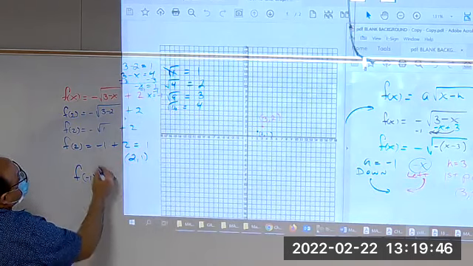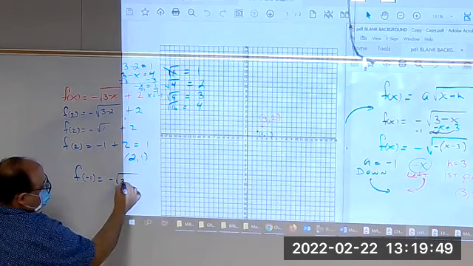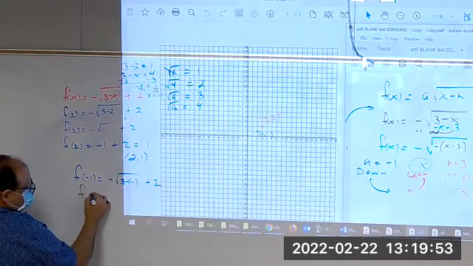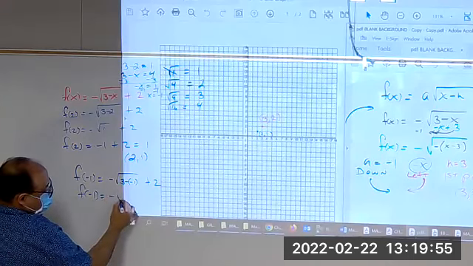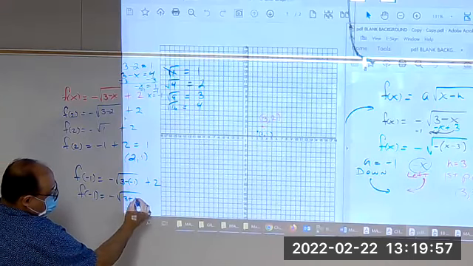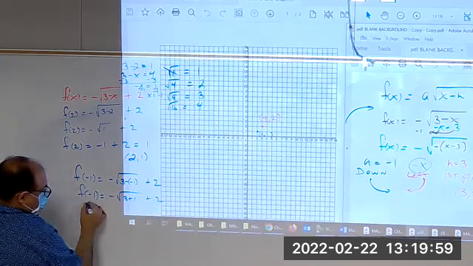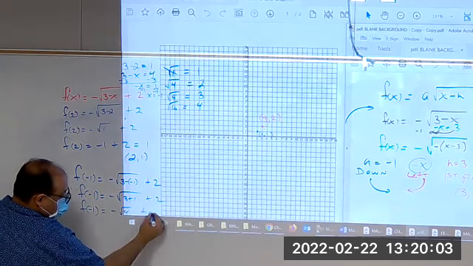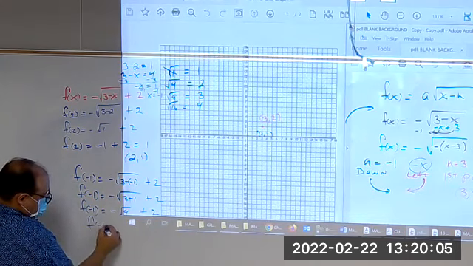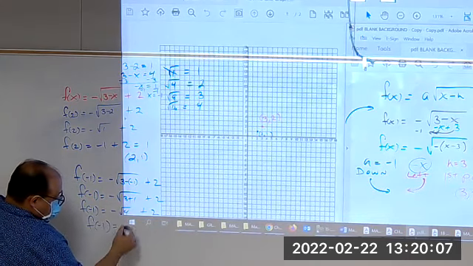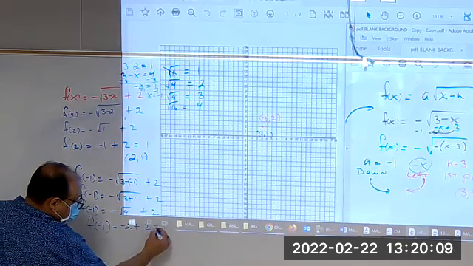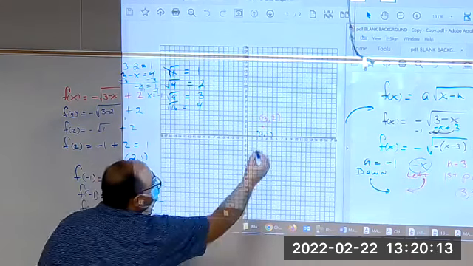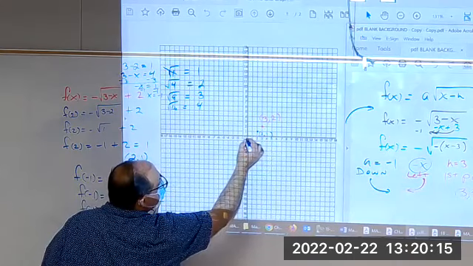f of -1 is negative square root of 3 minus -1, and then plus 2. Negative square root of 3 plus 1, plus 2. Negative square root of 4 plus 2. -2 plus 2. 0. When -1 goes in, we get 0.